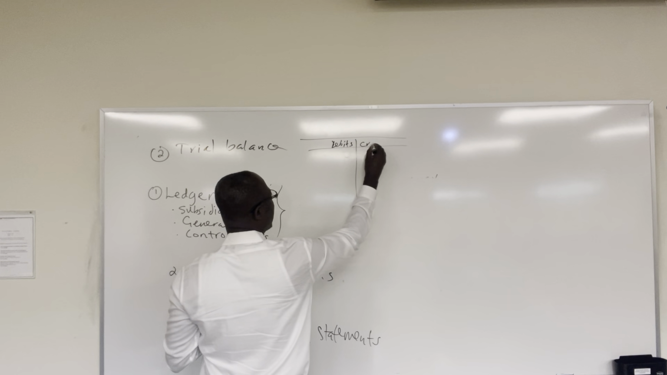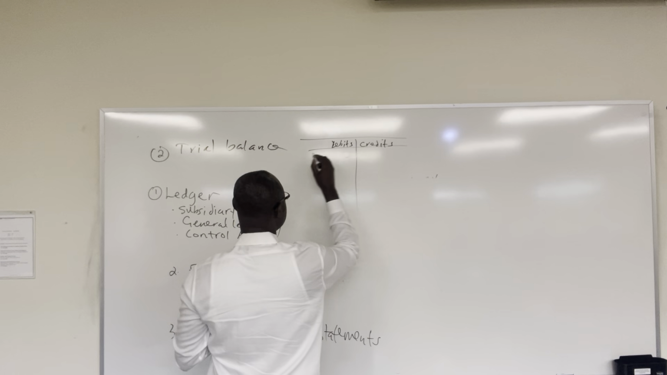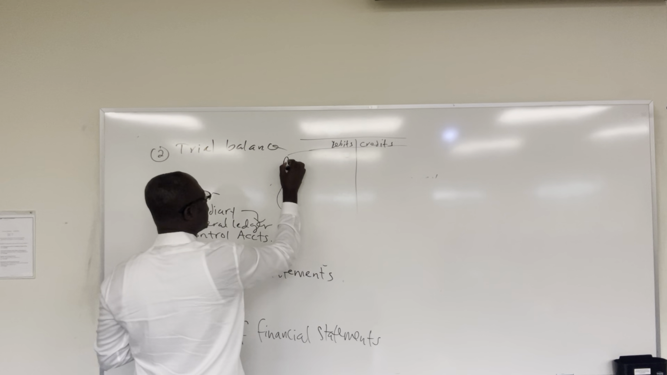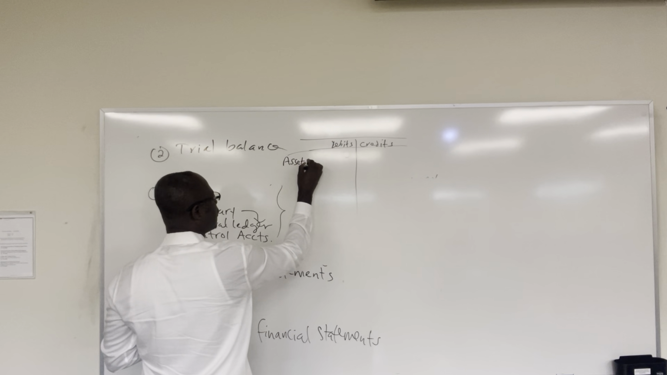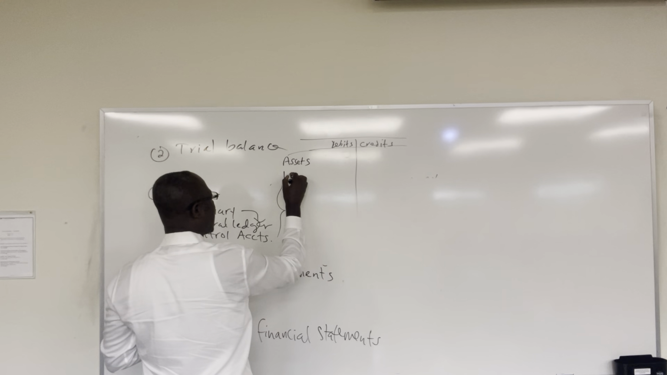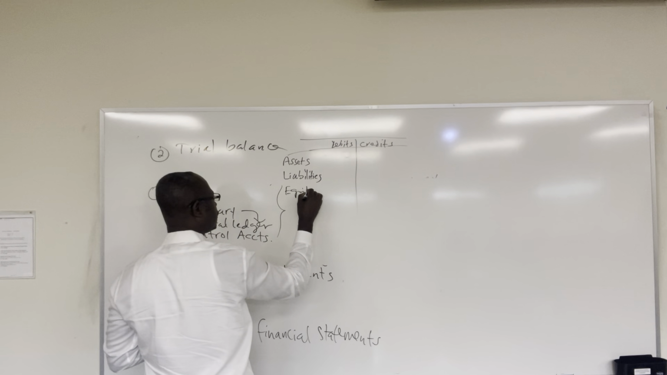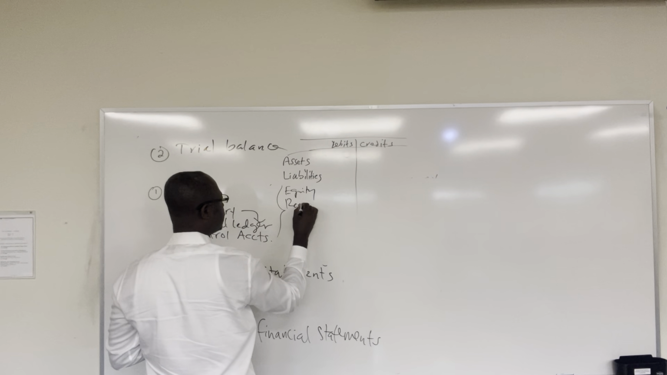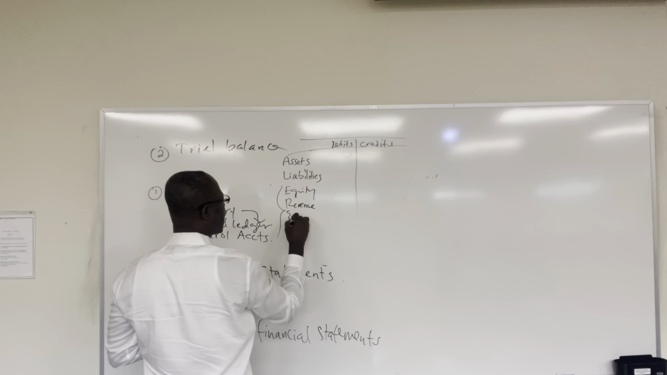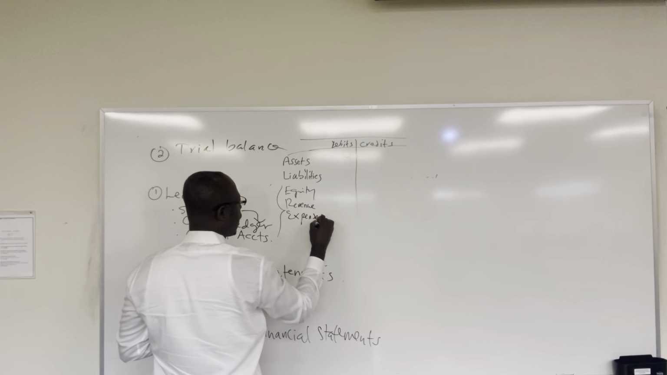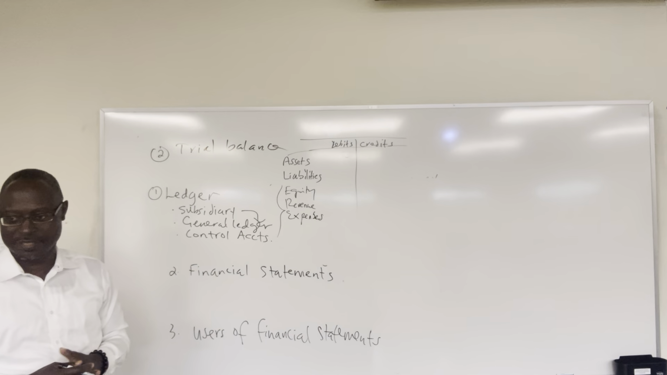and I'm going to have all my credits here, and I will start off with my assets, my liabilities, my equity, my revenue, and then my expenses. So this is a basic trial balance, correct?